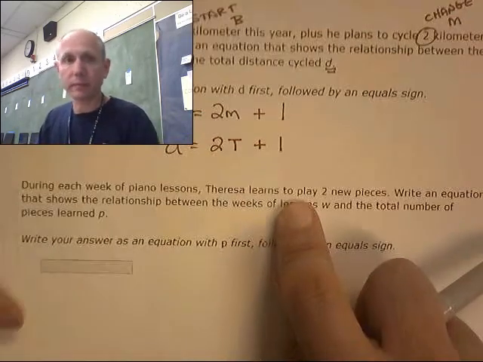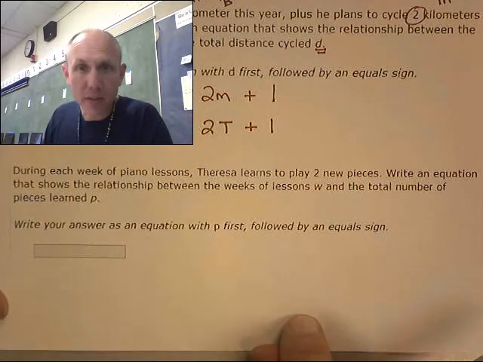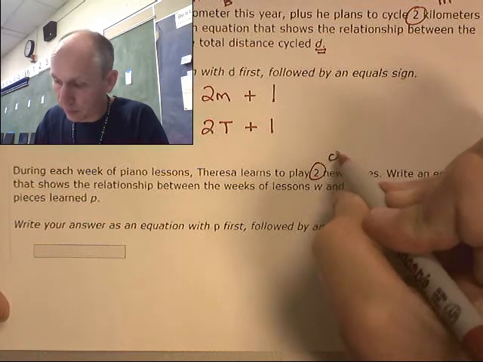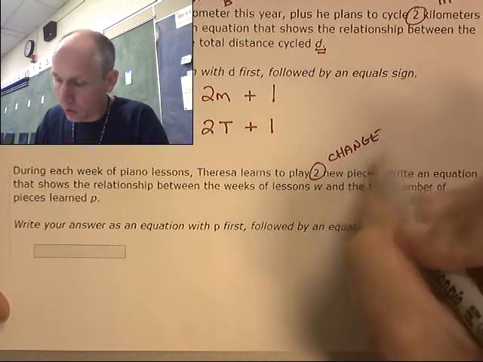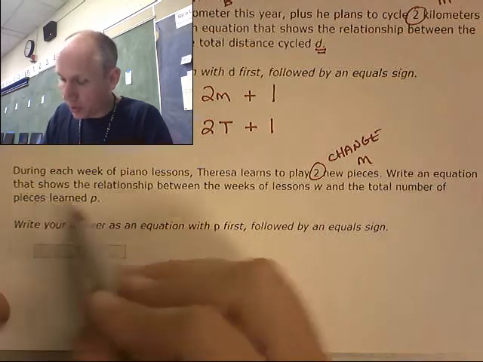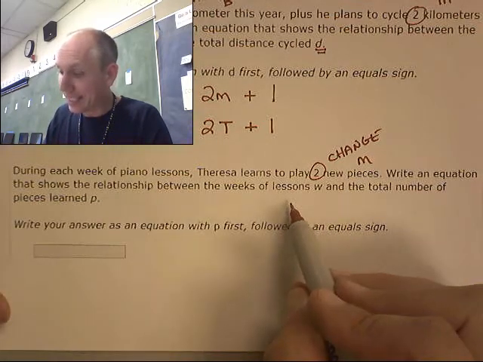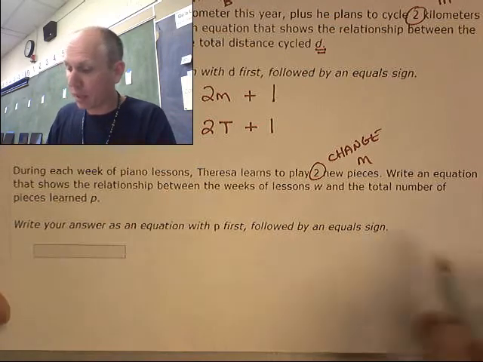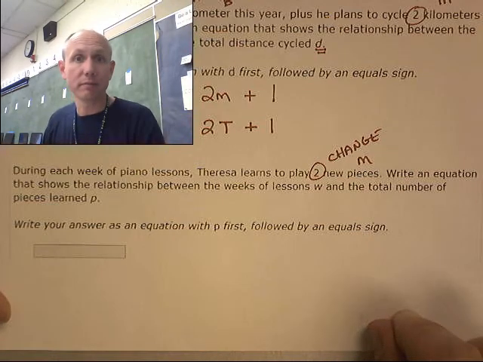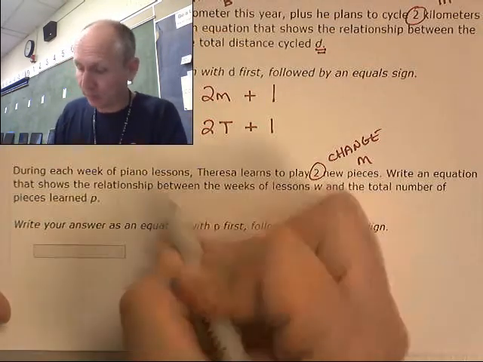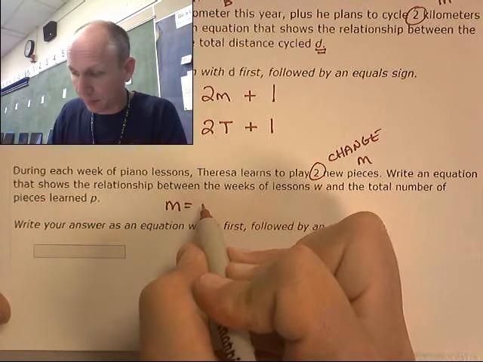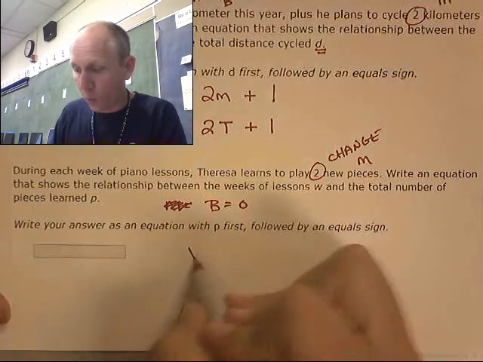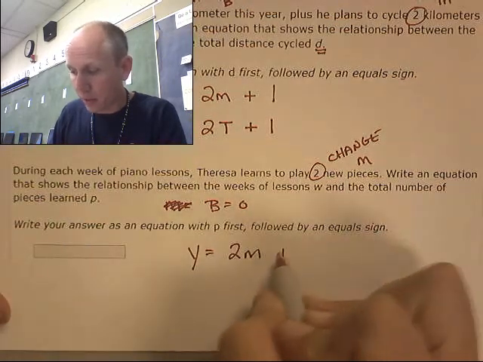During each week of piano lessons, Teresa learns to play 2 new pieces. So here's her change, which is M. Write an equation that shows the relationship between the weeks of lessons W and the total number of pieces learned P. So what's her starting value on this? Her starting value is 0. So I have y equals 2m plus 0.